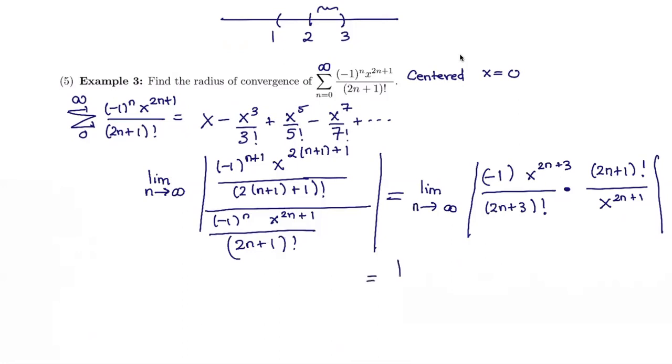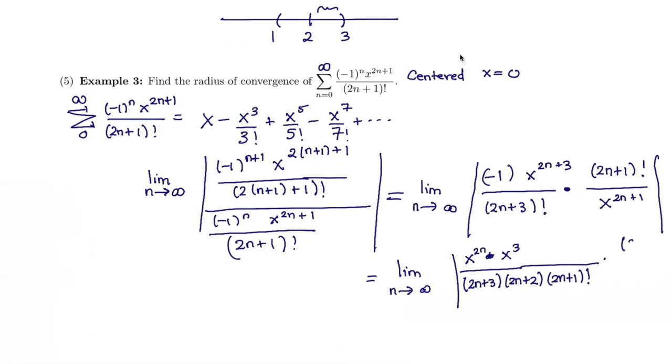This is going to equal now the limit as n approaches infinity. The absolute value is going to annihilate the -1, and so you'll end up with the absolute value of x to the 2n times x cubed, all over, now the 2n plus 3 factorial is going to be 2n plus 3 times 2n plus 2 times 2n plus 1 factorial. Remember, we go down by 1 value each time. And this will be multiplied by 2n plus 1 factorial over x to the 2n times x.